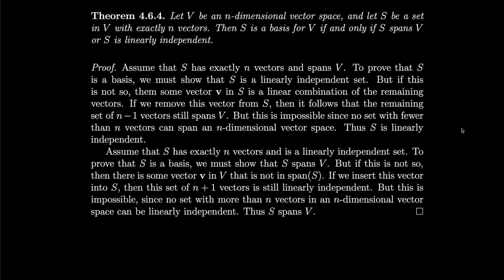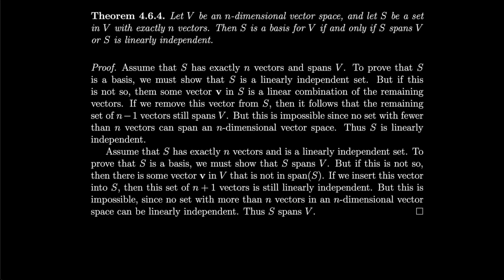How about we assume that S has exactly n vectors and it spans V? Let's prove it's a basis just by knowing that it spans it. Well, we have to show it's linearly independent. We have to show that spanning V and the fact that it has n vectors forces it to be linearly independent. Okay, so assume it's not true that it's linearly independent. So first we'll suppose it's not linearly independent. Then some vector v in S must be a linear combination of the remaining vectors.